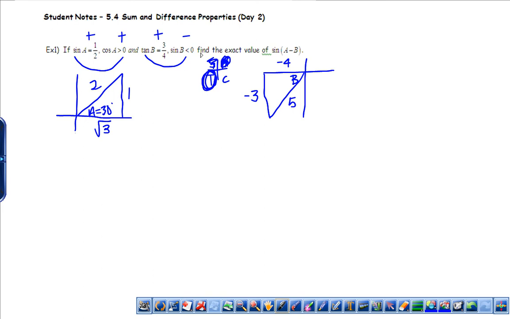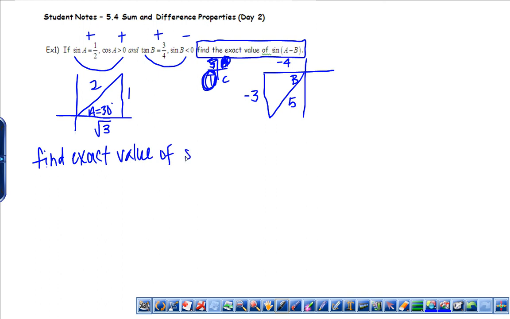Okay, now it says find the exact value of sine of A minus B. It says we're using our sum and difference properties. So you should have out your formula sheet that we've been using over the last couple of days. We're looking at our composite arguments, sum and differences, which is at the bottom of the page. Now I'm looking for sine of A minus B. So what we're going to be doing is finding the exact values. There's that word that we've been using all year long. Finding the exact value of sine of A minus B.